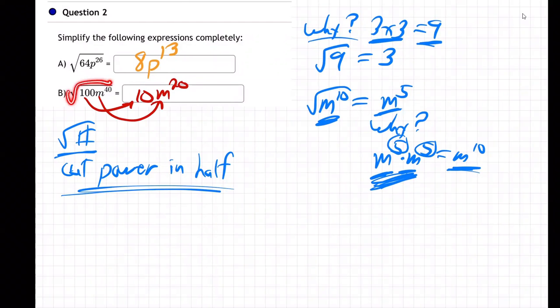That's what a square root does to something. It says what times itself will be 100. And what times itself will be m to the 40th, m to the 20th. And so there we go.